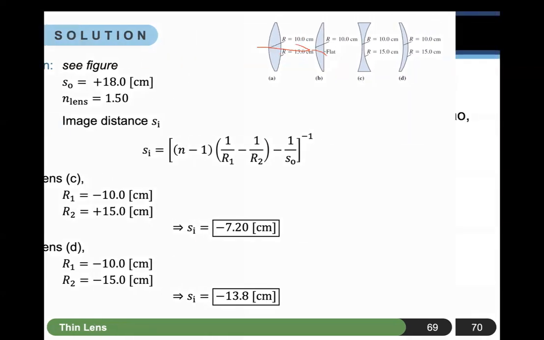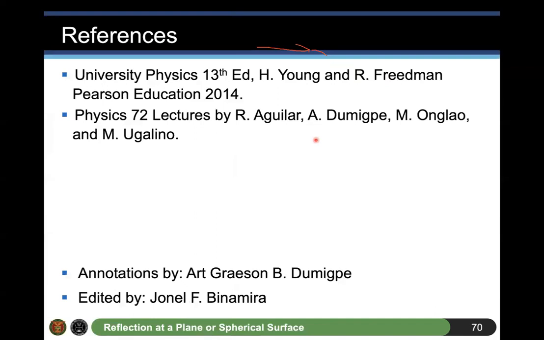Questions so far? So that is just for today. So we discussed reflection and refraction through different types of surfaces. Planar, spherical, and thin lenses. Okay?